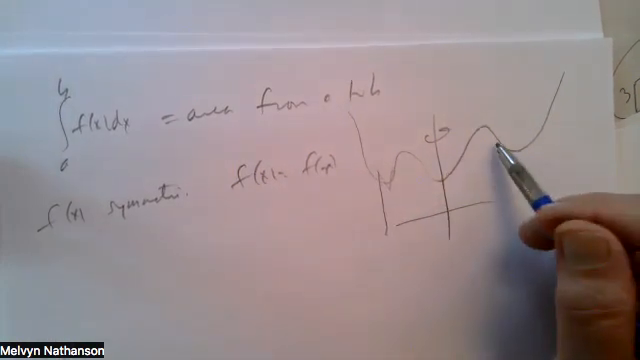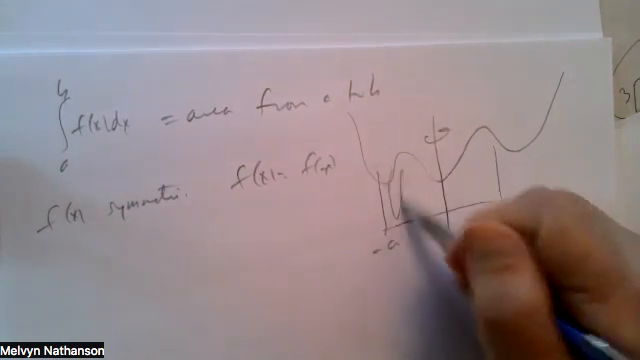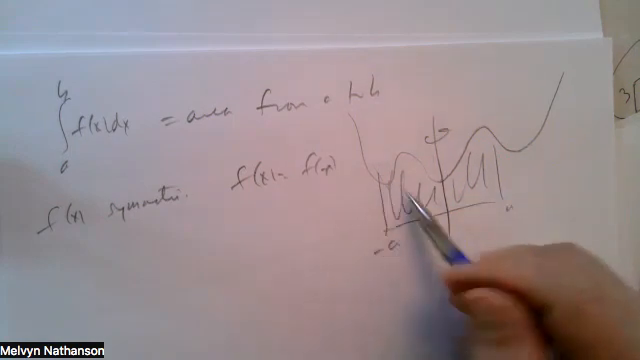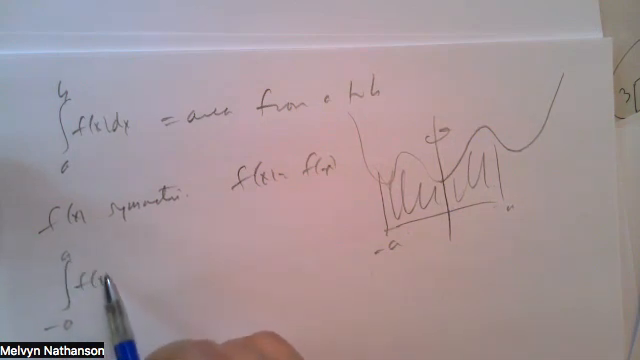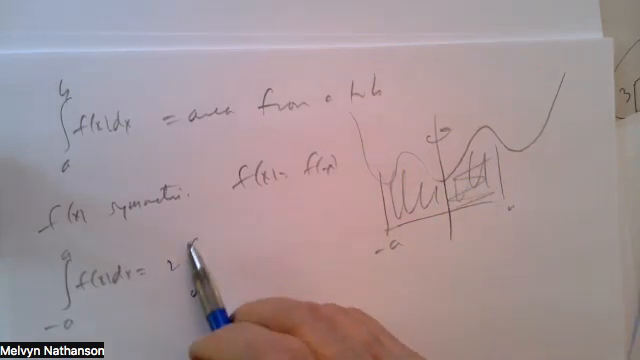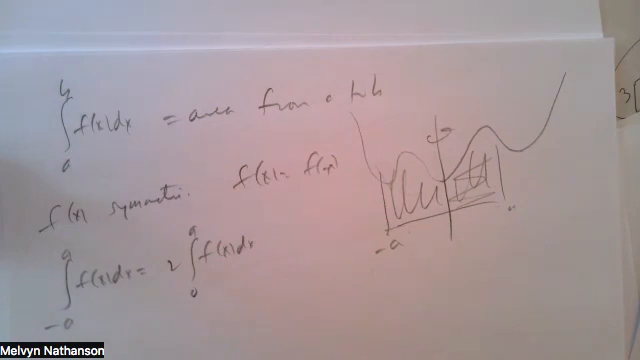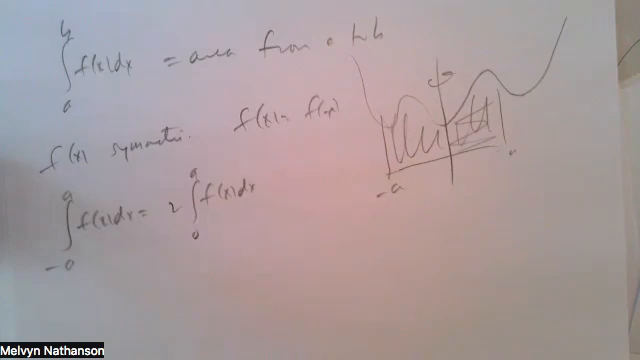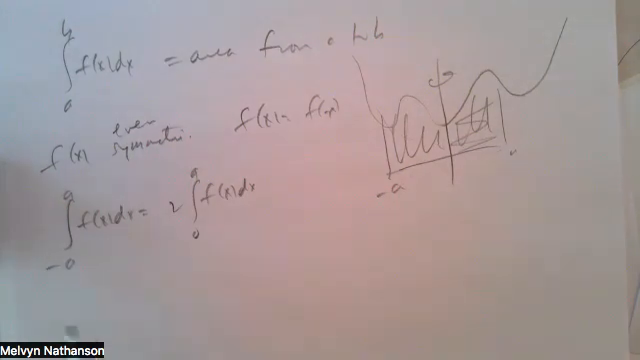Which means if you were to integrate from some number, let's say minus a to plus a, this area and this area would be the same because it's the same curve over this interval, the same length. So the integral from minus a to a of f of x dx would just be twice the integral from 0 to a of f of x dx. This is called an even function when f of x equals f of minus x.